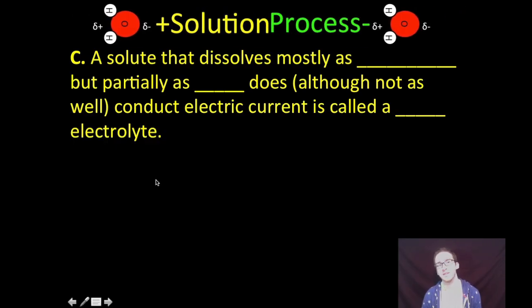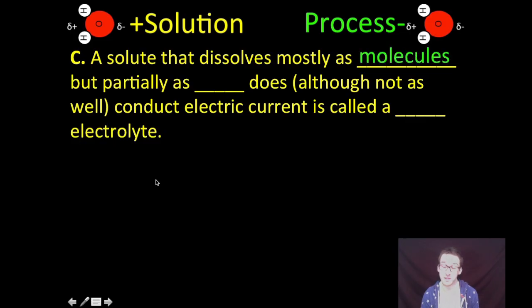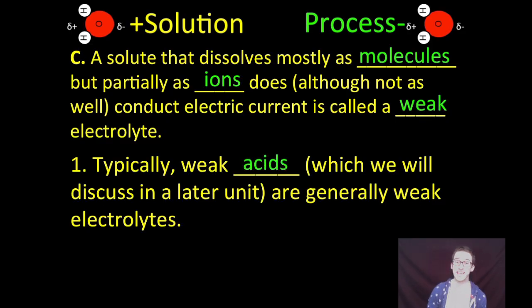But keep in mind there are some things that will dissolve mostly as molecules, but also partially as ions. And they will conduct electrical current, although not as well as a strong electrolyte will, and so we call these weak electrolytes. Typically, it's your weak acids, which again we will talk about later, just introducing it here, are generally weak electrolytes. So your light isn't going to shine as bright. Shine bright like a diamond!